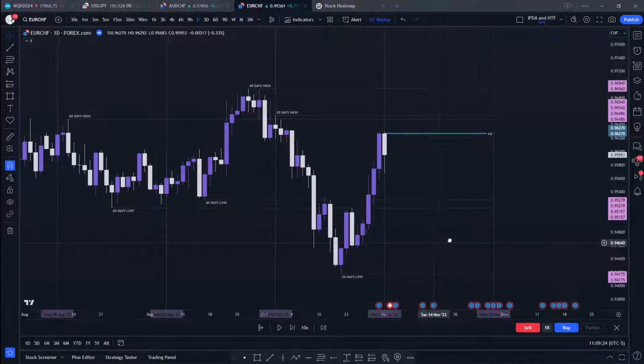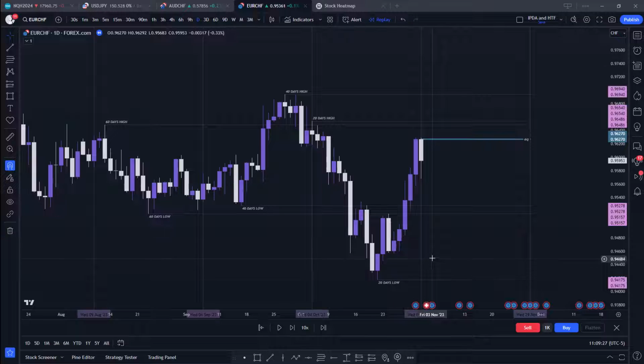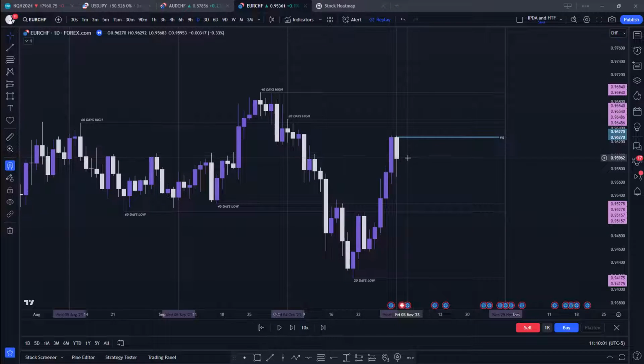Now, how do I use the IPDA data range? I basically buy below, sell above. This is our equilibrium level, our opening price, our fair value. Anything above this blue line, I look for sells. Anything below this blue line, I look for buys. Of course, it's not just the case all the time. Sometimes you may be forced to sell in a discount, which is below the blue line. Sometimes you may be forced to buy in a premium, which is above the blue line. But it's in a general sense how I use this IPDA data range.